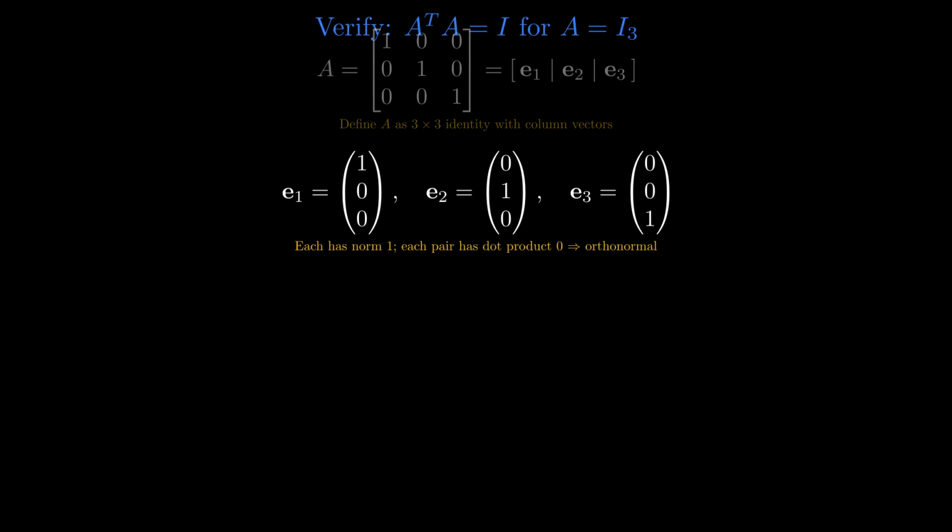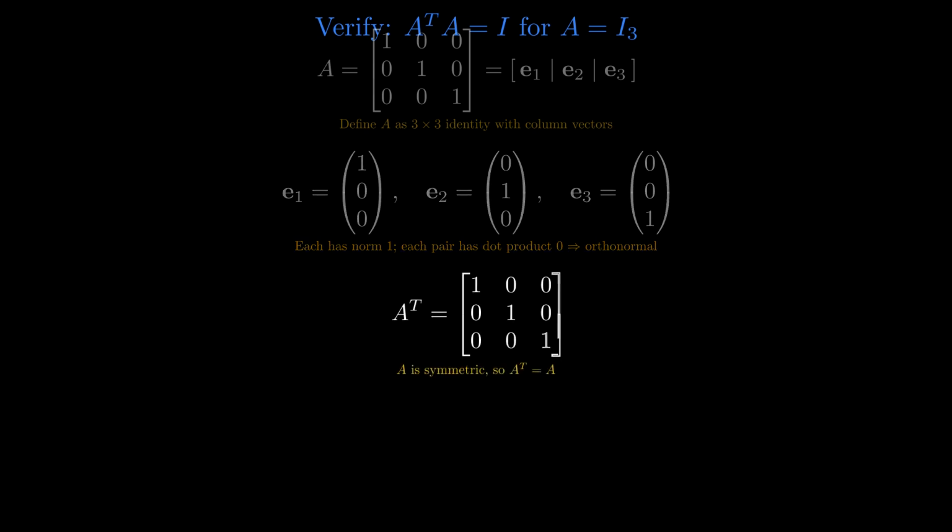E1 equals 1, 0, 0, E2 equals 0, 1, 0, and E3 equals 0, 0, 1. Each column has norm 1. Each pair of distinct columns has dot product 0, so the columns are also normal. Now let's compute A transpose times A.